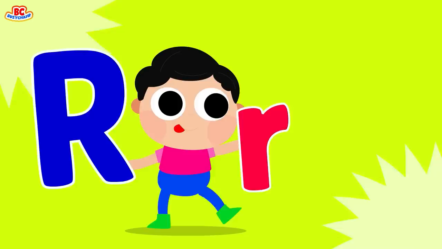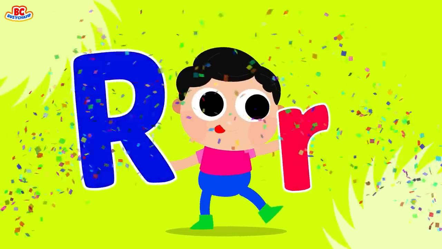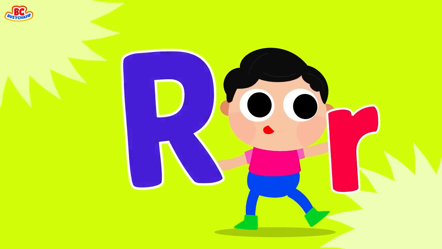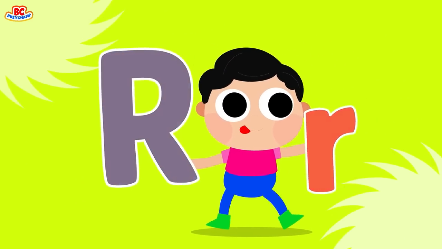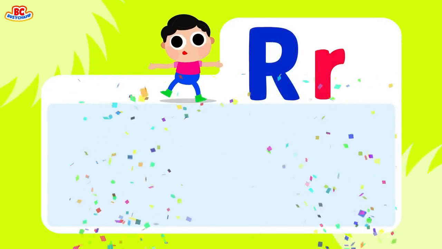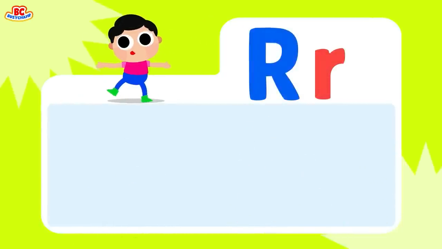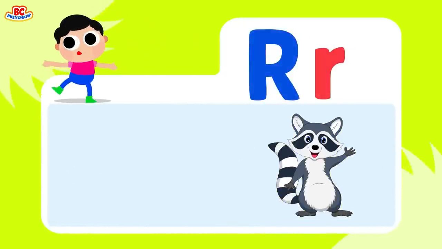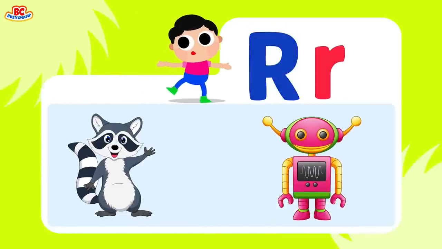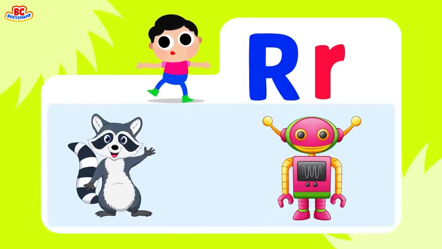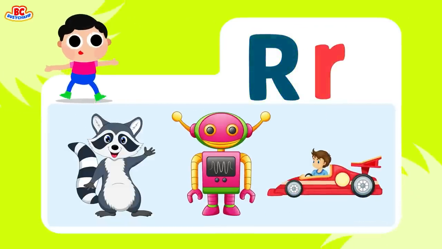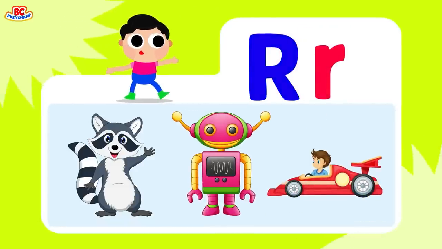Which alphabet can you see in my hands? I have the letter R in my right hand and it sounds R in my left hand. And there are so many words that begin with letter R. R called raccoon. R called robot. R called racer.